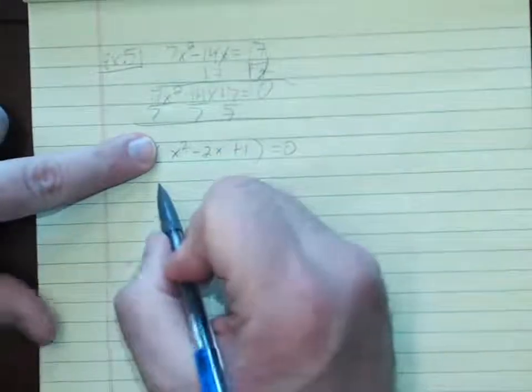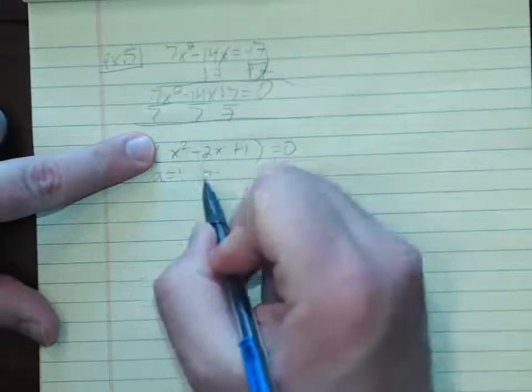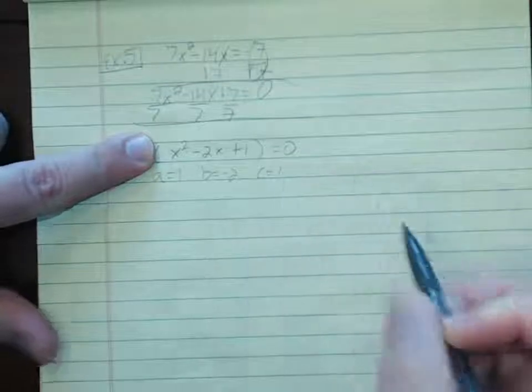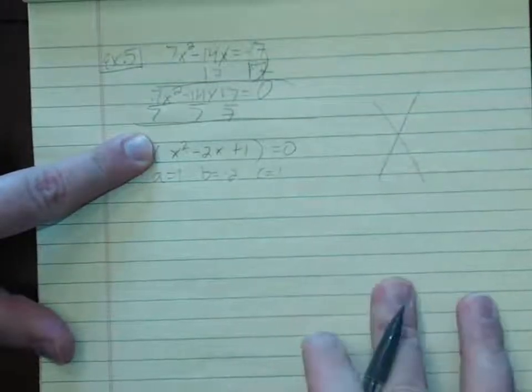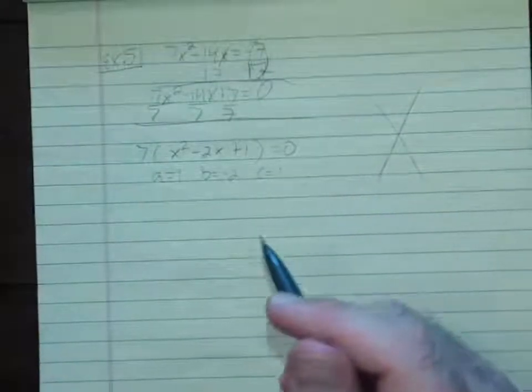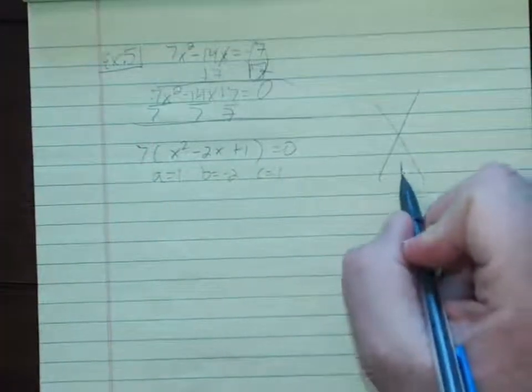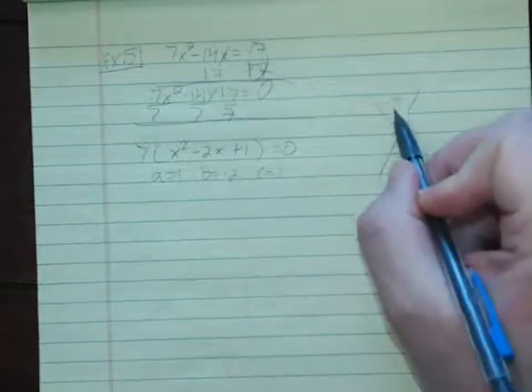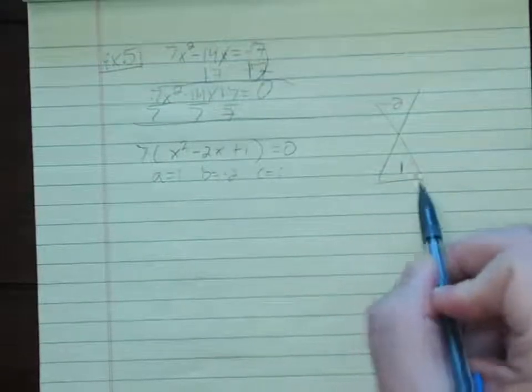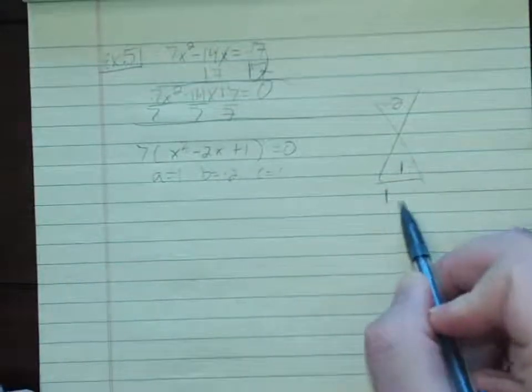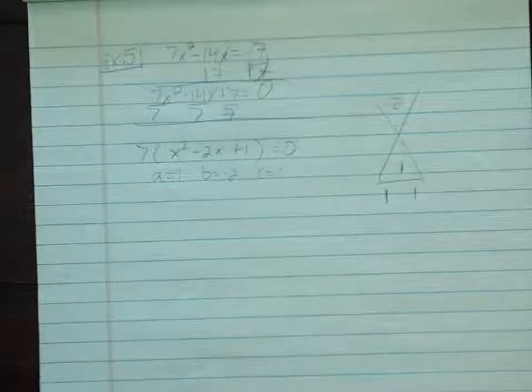Ignore the 7 on the outside. So A will equal 1, B will equal negative 2, C will also equal 1. Something interesting is going to happen here, and I'll talk more about it in a second. 1 times 1 is 1. Negative 2 is my sum. There's only one thing that multiplies to 1, and that's 1 and 1. There's nothing else, so that's all I have to list.